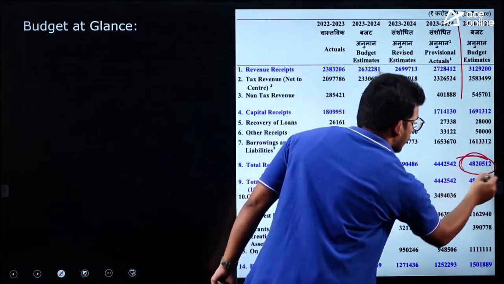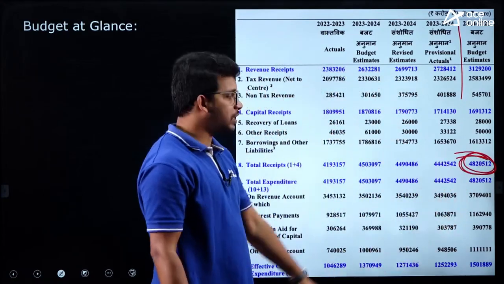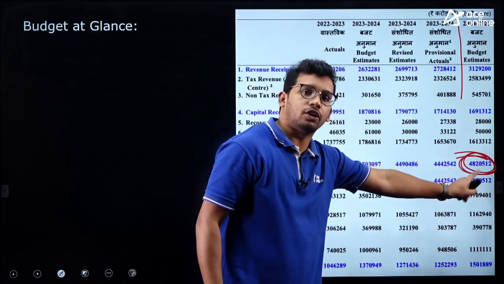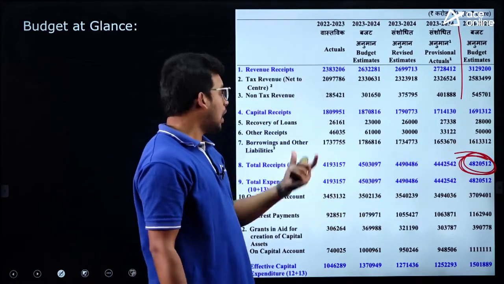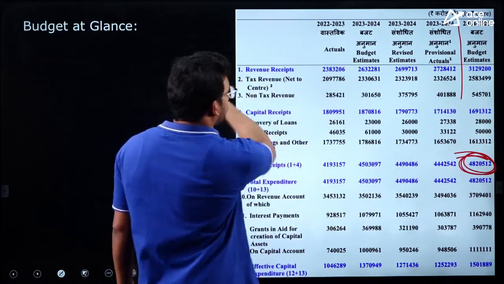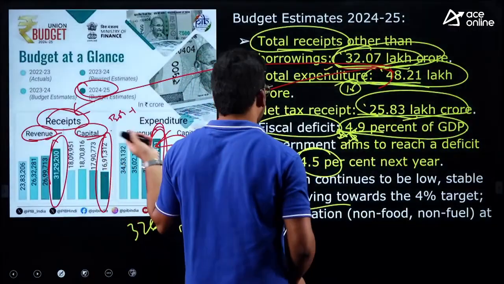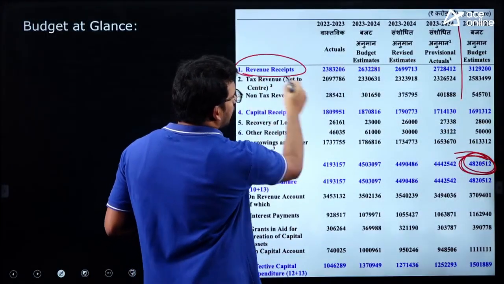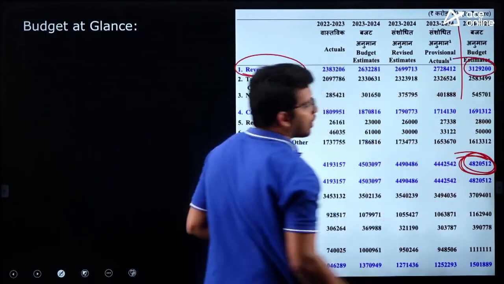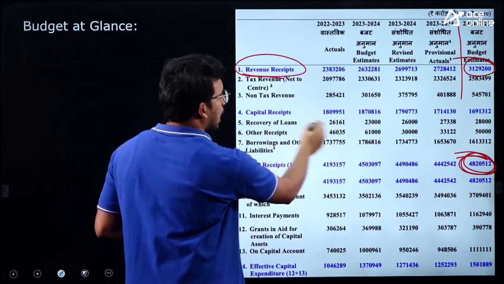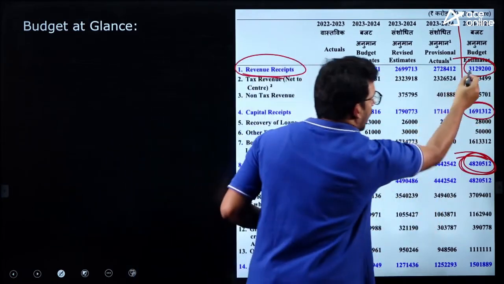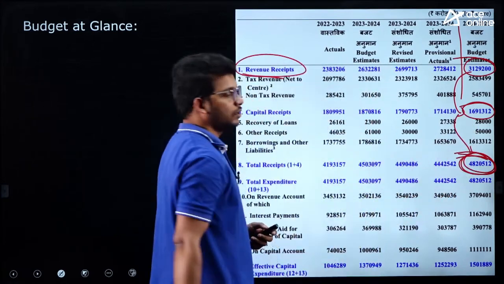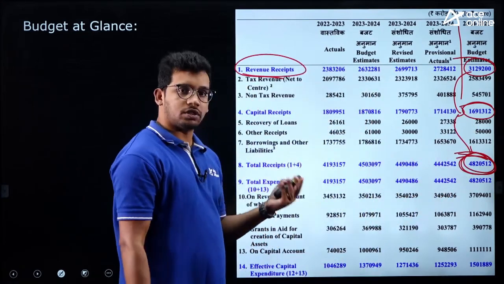The total expenditure, or the total budget if asked, is 48 lakh crores, 48.2 lakh crores is the total government expenditure. Out of that, you can see we have already seen this in this figure. So again I am showing it. Revenue receipts is 31.29 lakh crores, capital receipts is 16.91 lakh crores. So if you add these two, you will get 48.2 lakh crores as the total.